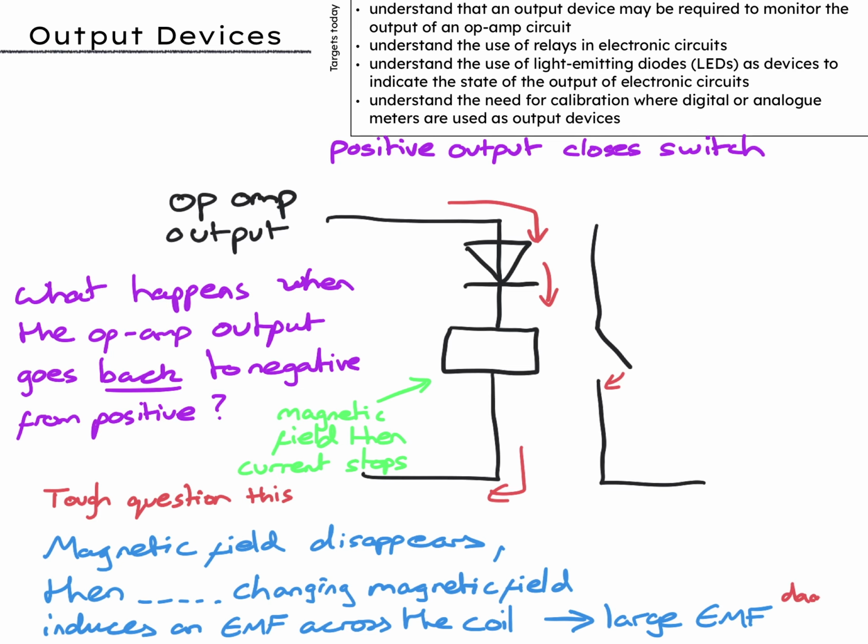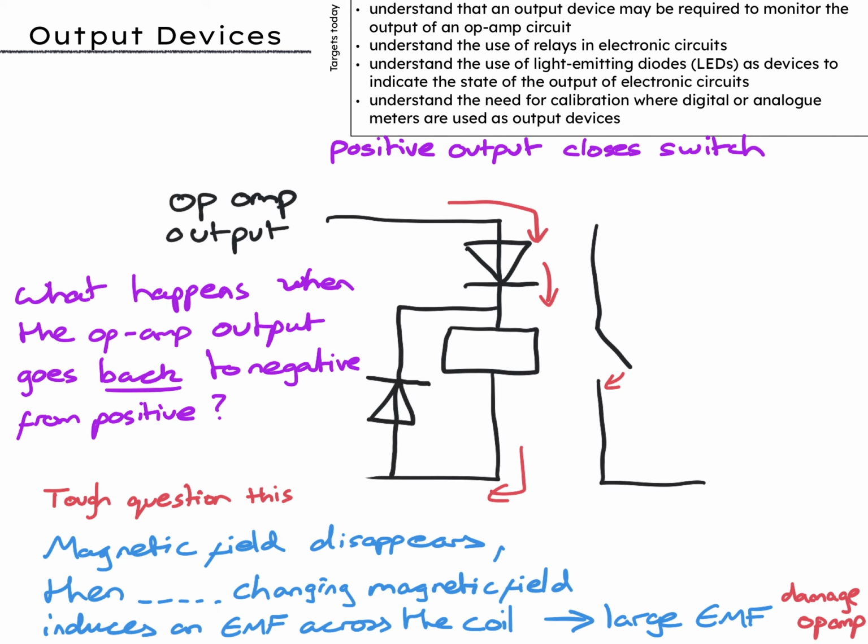We need to protect it, and we can do that by putting another diode in the circuit to protect the op-amp. When the top of the relay coil is positive, a magnetic field was created. Removing the field means the bottom of the coil will become more positive than the top, and this diode allows any current to safely run through it and the coil, so the energy will dissipate.